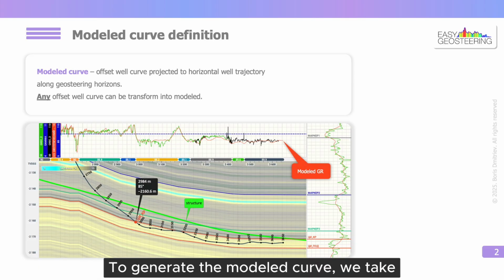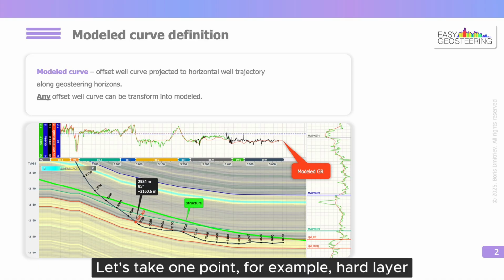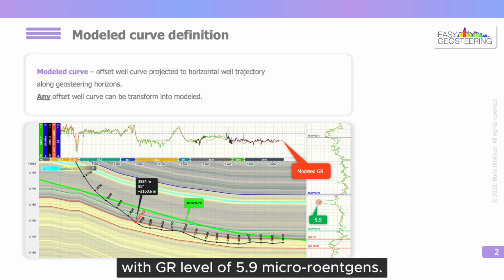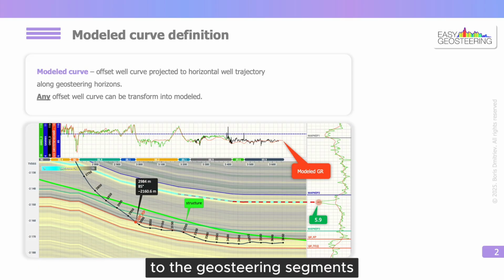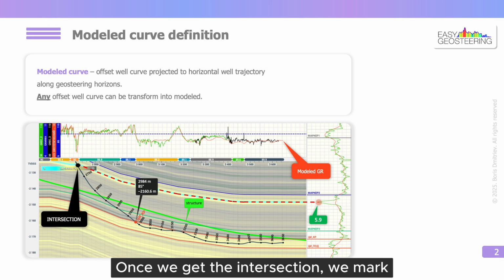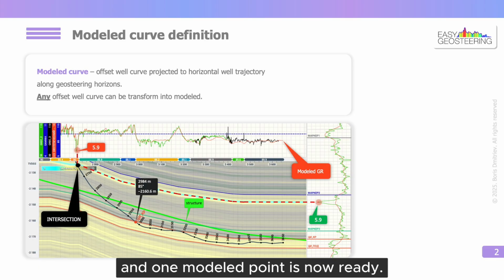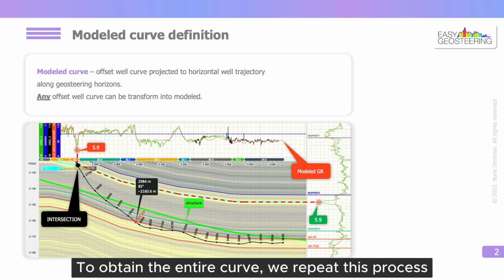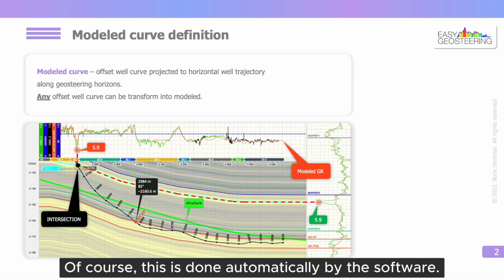To generate the modeled curve, we take the offset gamma ray from the vertical track and project it onto the horizontal well along horizons. Let's take one point, for example, hard layer with gamma ray level of 5.9 microroentgens. We take this point and move it parallel to the geosteering segments until it intersects with the trajectory. Once we get the intersection, we mark the gamma ray value of 5.9 on the horizontal track, and one model point is now ready. To obtain the entire curve, we repeat this process for every single point from offset well. Of course, this is done automatically by the software.